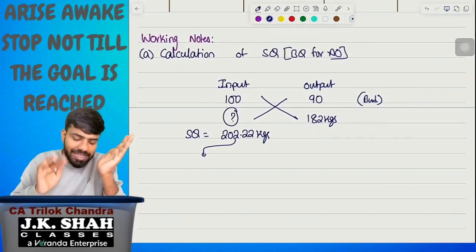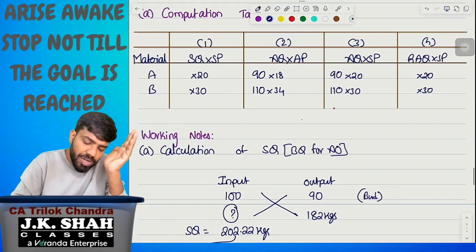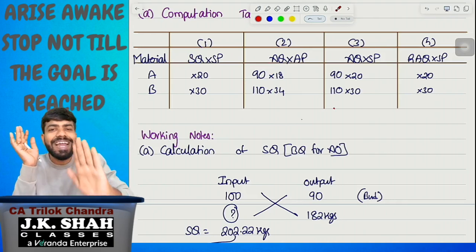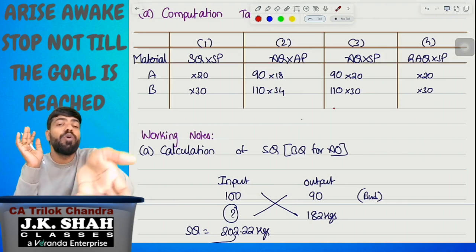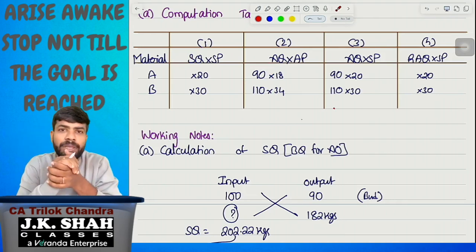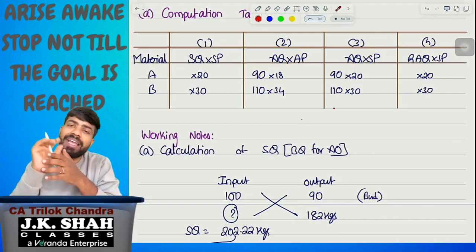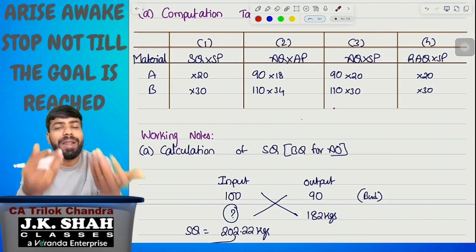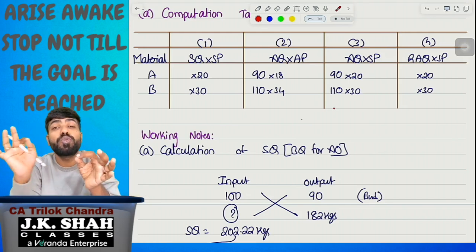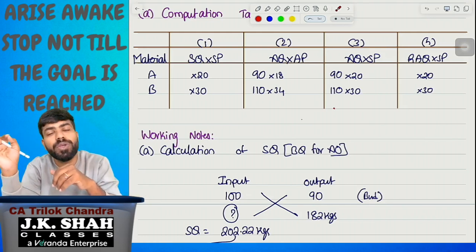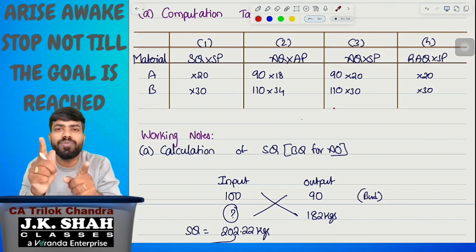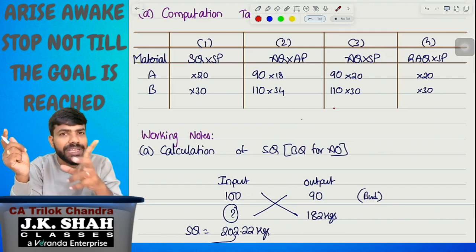Please understand this. The actual quantity they consumed is 200 kgs. What is standard quantity? It means the quantity permitted or allowed by the management. They consumed 200 kgs in the proportion of 90, 110. But 202.22 kgs were permitted to produce 182 kgs.